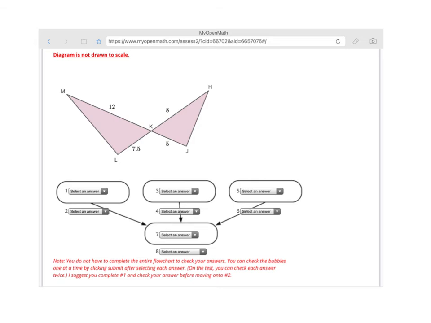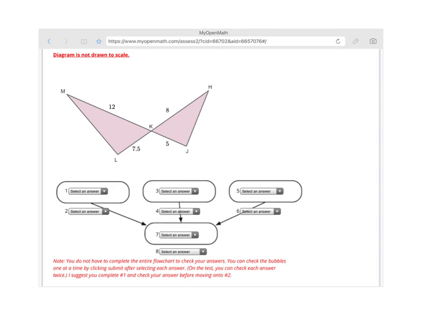So let me go ahead and write a couple of things out here. So I'm going to start off with something like MK over HK is equal to 12 over 8, which is equal to, when I reduce that, that'll just be 3 halves. Also, when I do LK over KJ, now notice the order that you write the letters when you're writing a line segment does not matter. You could write KJ or JK, it doesn't matter. It is 7.5 over 5, which also reduces to 3 halves.